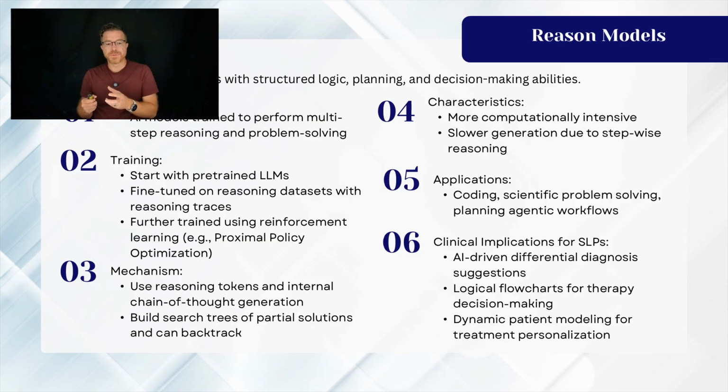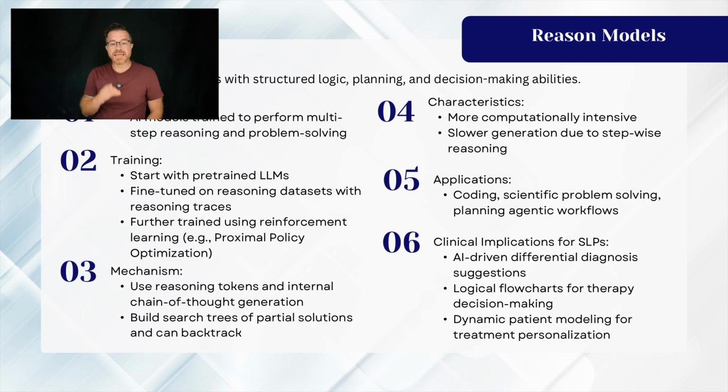Next, we have reasoning models. Reasoning models are AI models that are trained to perform multi-step reasoning and problem solving. The way that it works is you actually start with an LLM, a large language model, and then it's fine-tuned on reasoning data sets with traces for reasoning. And then this is further trained using reinforcement learning, things like proximal policy optimization, which will then allow it to create these reasoning chains, which will then allow it to link more complex tasks than just: here's text, what is the most likely response based on the tokenization of this text.